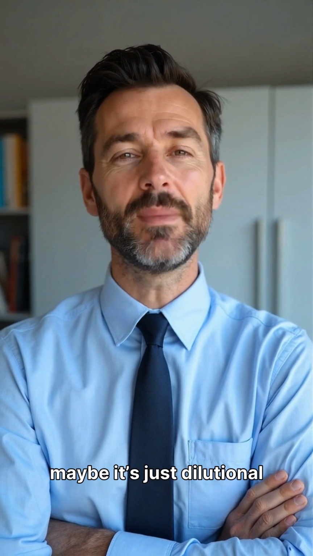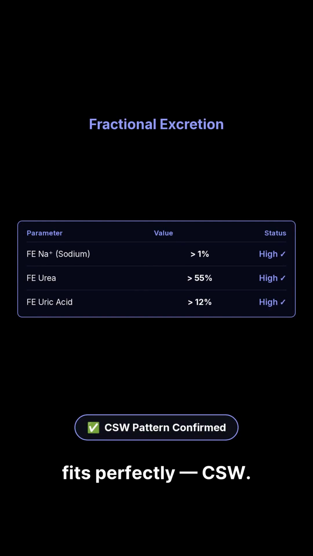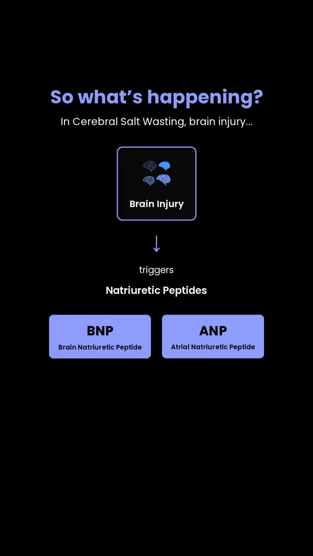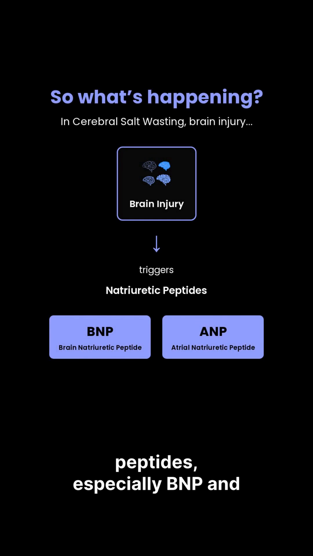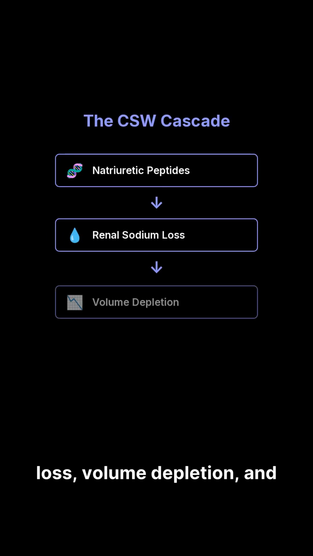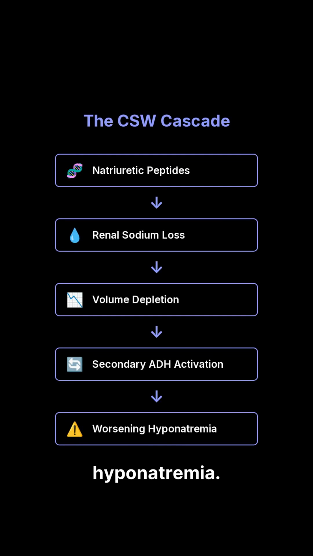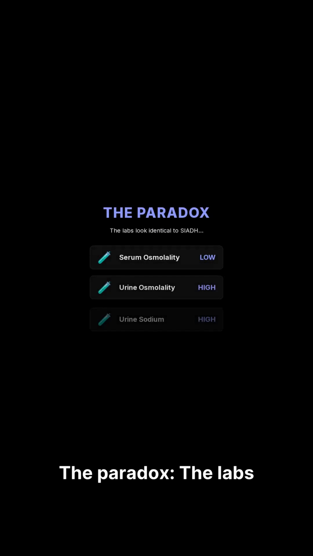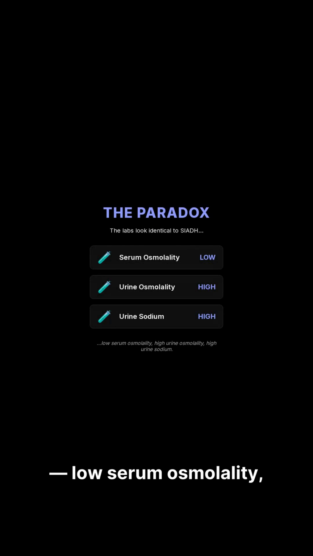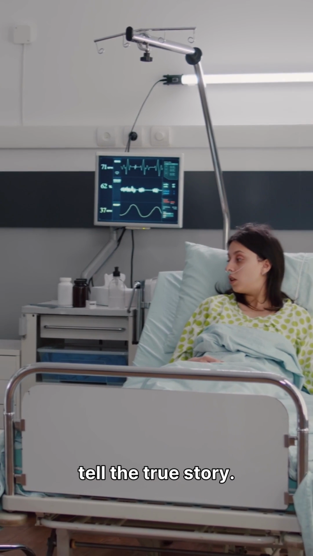But you double check, maybe it's just dilutional correction? Then you review the fractional excretions. The pattern fits perfectly, CSW. So what's happening? In cerebral salt wasting, brain injury triggers natriuretic peptides, especially BNP and ANP. These cause renal sodium loss, volume depletion, and secondary ADH activation, worsening hyponatremia. The paradox: the labs look identical to SIADH, low serum osmolality, high urine osmolality, high urine sodium. But the volume status and response to saline tell the true story.